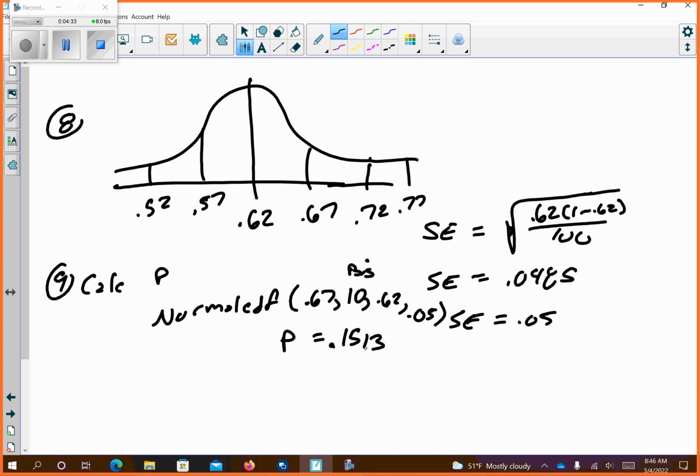Okay. And then our normal curve, we showed this. We wanted 0.67, so we're going this way to go more. Calculate the p. Okay, number 10, since our p-value is greater than 0.05, we fail to reject our null.